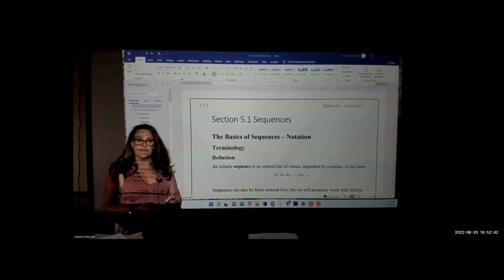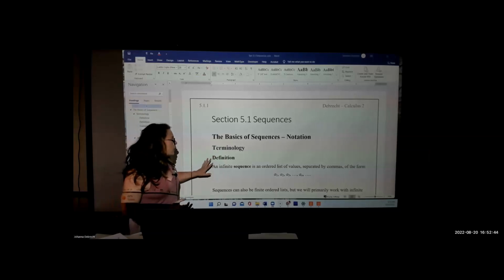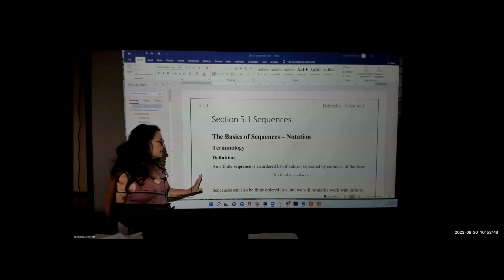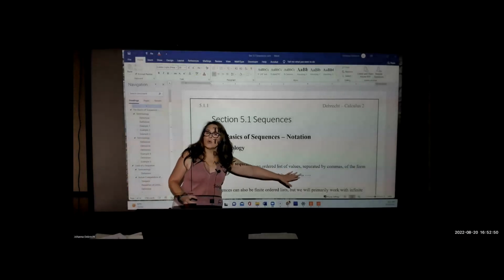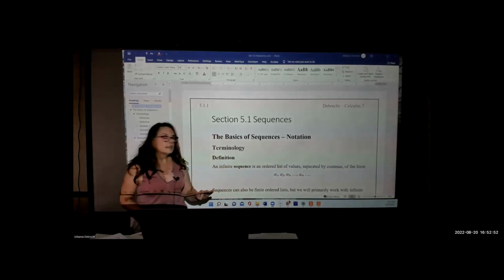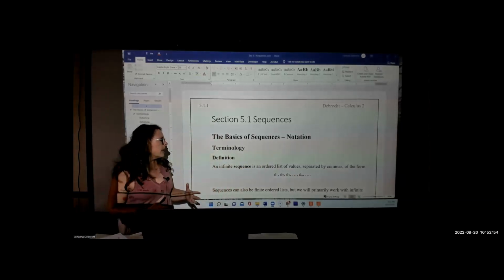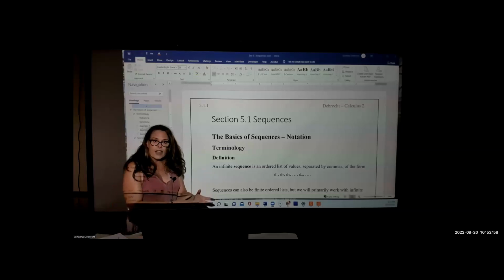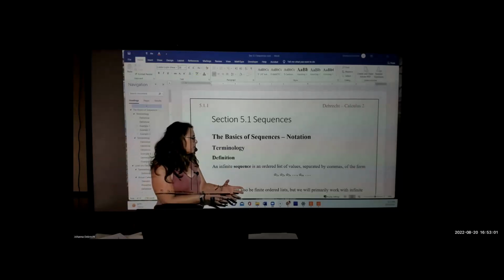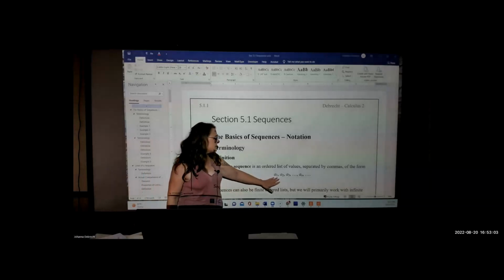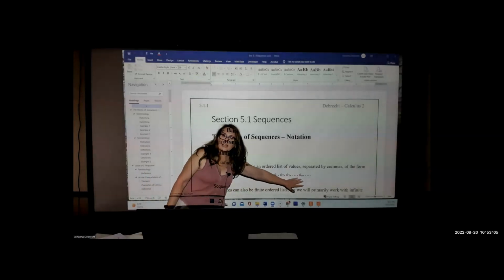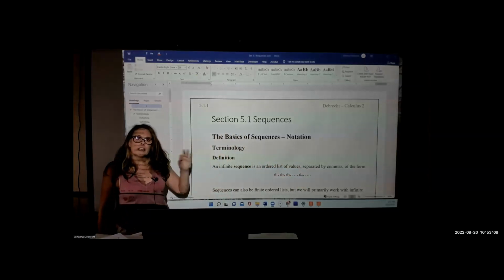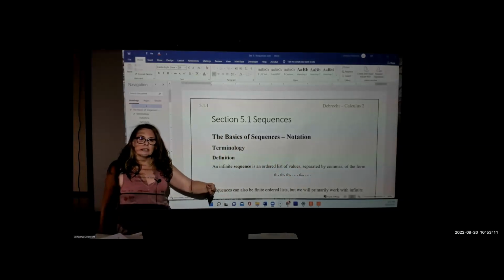When we start with the definition of a sequence, we can talk about an infinite sequence or we can talk about a finite sequence. But a sequence is basically an ordered list of values separated by commas. And ordered means that there's a particular order. So there's a first value, a second value, a third value. We write them as a sub 1, a sub 2, a sub 3, a sub n forever, where the subscript is tracking which one it is in the list.